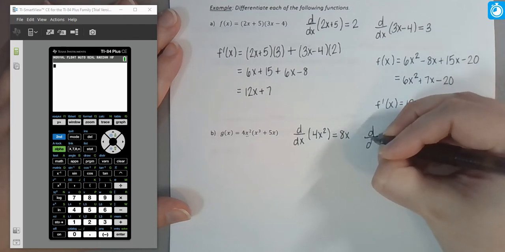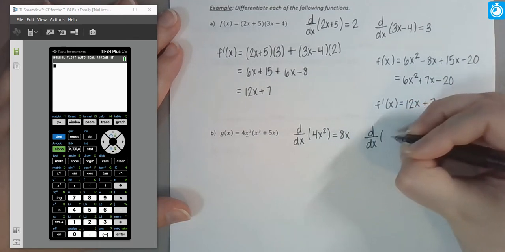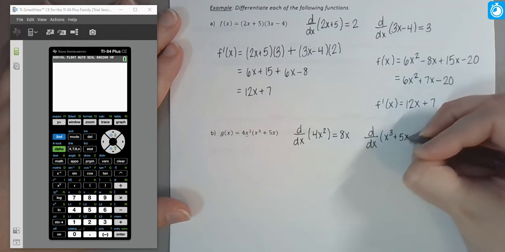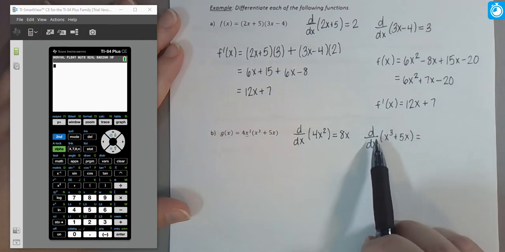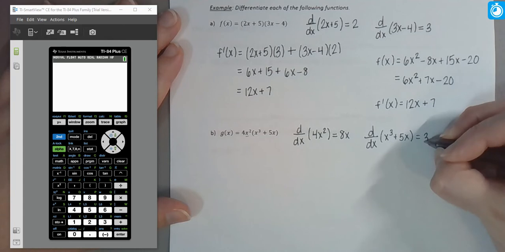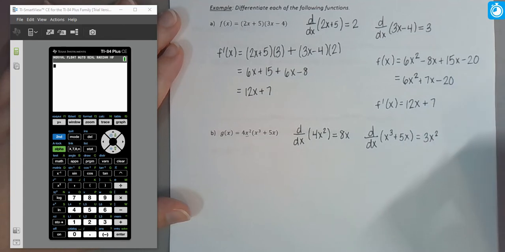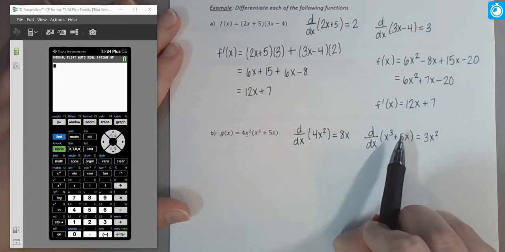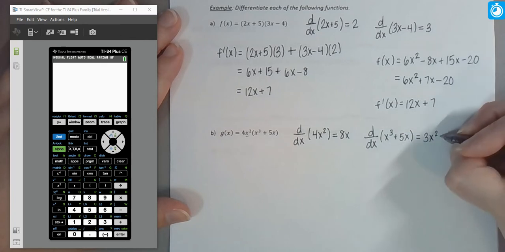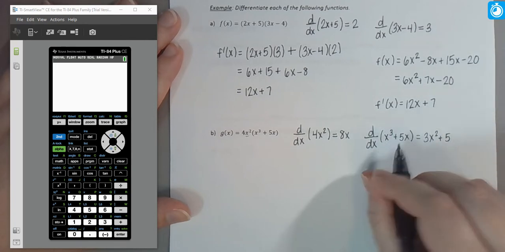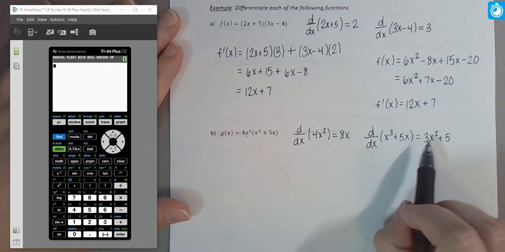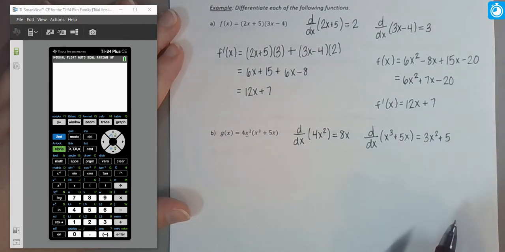Differentiate the second expression. So the derivative with respect to x of x cubed plus 5x. Okay, again, power rule and then the sum rule because there's 2 terms. So bring down the 3, decrease the exponent, so 3x squared. Bring down the 1, multiply it by the 5, and then decrease the exponent so it goes from 1 to 0, the x is eliminated. So this would be our derivative in this case.